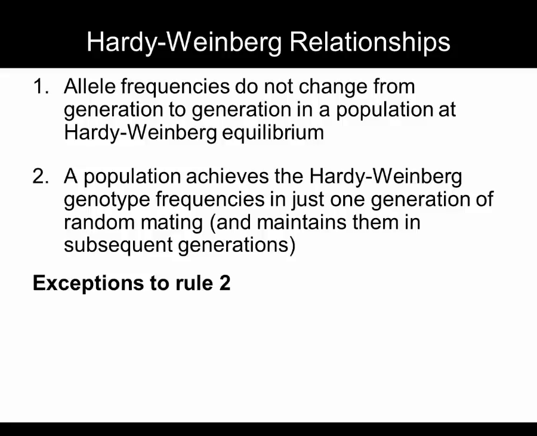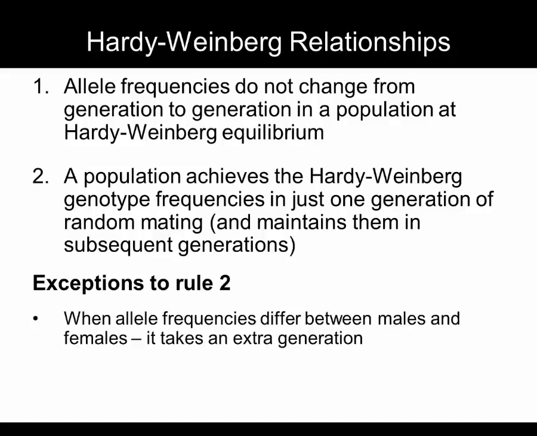However, there is an exception to that second rule. This is when allele frequencies differ between males and females. Suppose all the males in a population are homozygous dominant, and all the females are homozygous recessive. All the offspring will be heterozygous. But then the next generation will have the 1 to 2 to 1 ratio expected at equilibrium. So it just takes 1 extra generation.